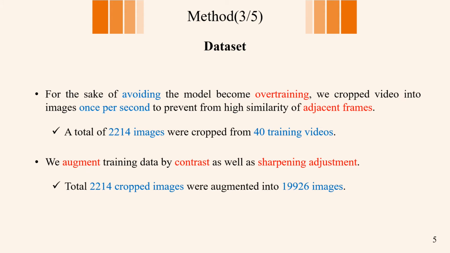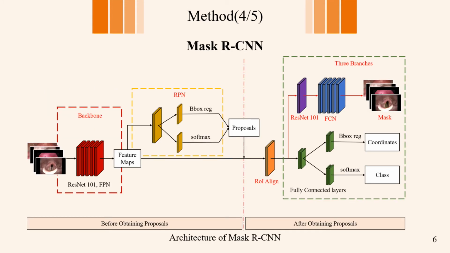Moreover, we augment the training data by adjusting the contrast and sharpening at different degrees. After augmentation, the training dataset is expanded to 19,926 images. Then, the architecture of the MAX-RCNN network we utilize is shown in the figure.